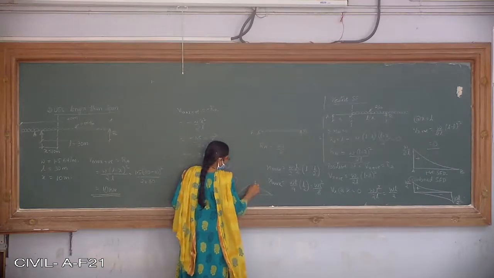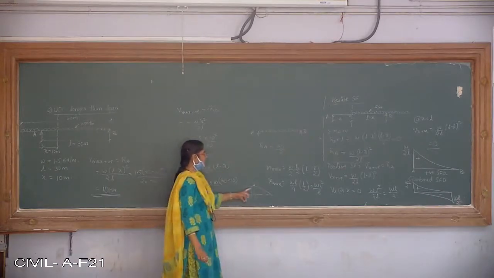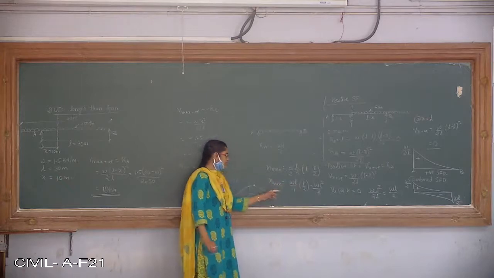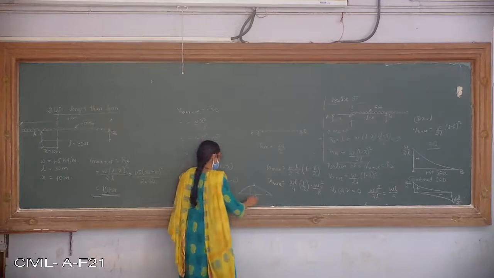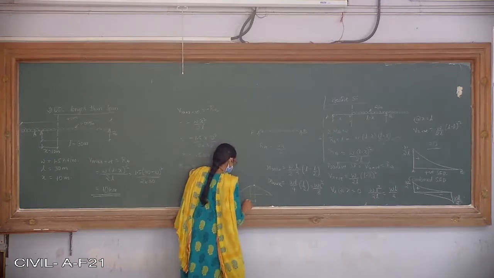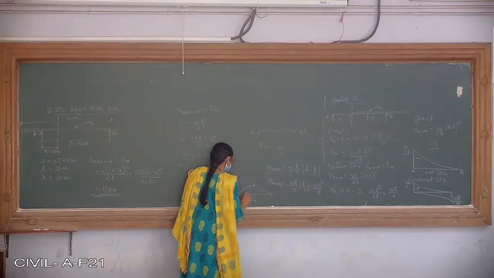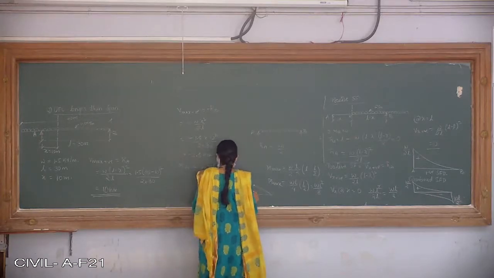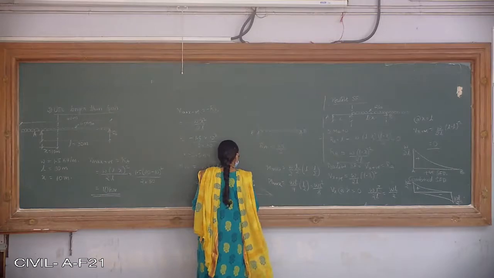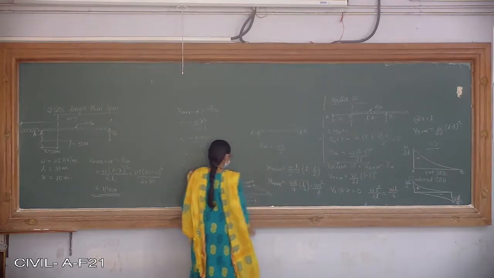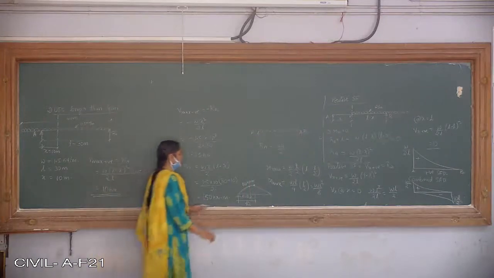If it is asked, then you have to calculate the value of M max, that is WL square by 8, and substitute here at a distance L by 2. This will be at L by 2, and now this is at section X, which is your 10 meters, and here the moment is 150 kilonewton meter. Okay, so this is going to be your BMD.